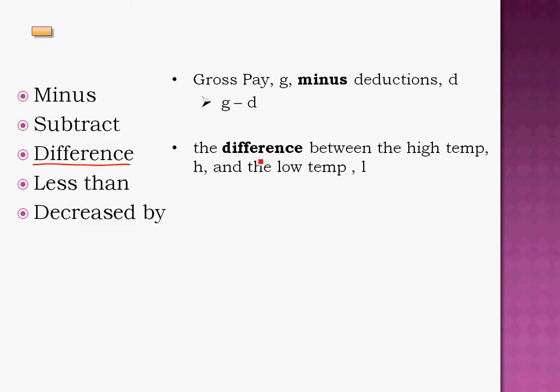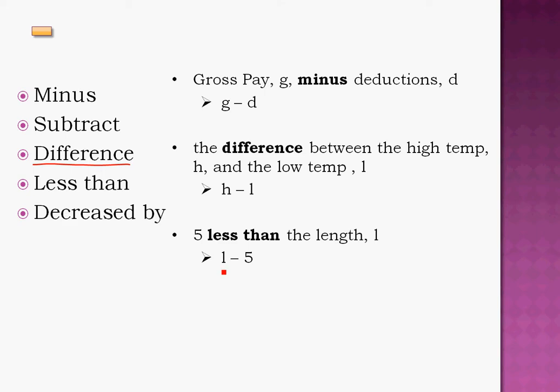All right, let's try another one. Here's that difference word. The difference between the high temperature H and the low temperature L. Well, to find the difference, we subtract. So we would take H minus L, the high temperature minus the low temperature. You try this one. 5 less than the length L. Now we'll tell you this one's a little bit tricky. What do you think it would be? 5 less than the length L.